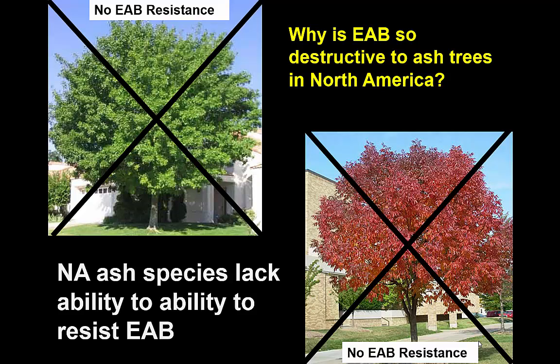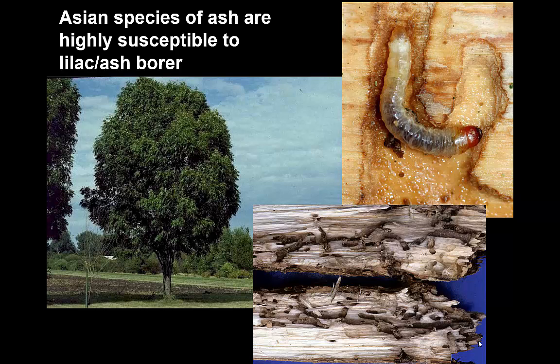Well, that makes sense, I guess, if you want to continue to plant ash, and emerald ash borer is so destructive to ash trees in North America because North American ash species lack the ability to resist it, since it's not native to North America. So the thinking would be that you plant an Asian ash, such as Manchurian ash, but it turns out Asian species of ash are highly susceptible to the North American borer, the lilac ash borer. So you're going to have more problems with lilac ash borer in these Asian species.